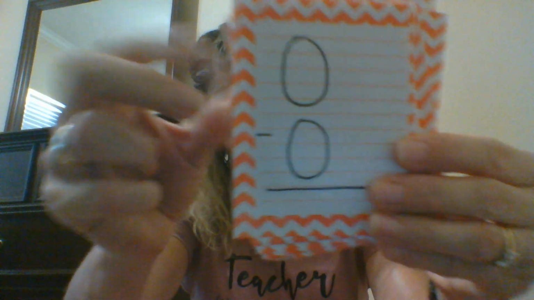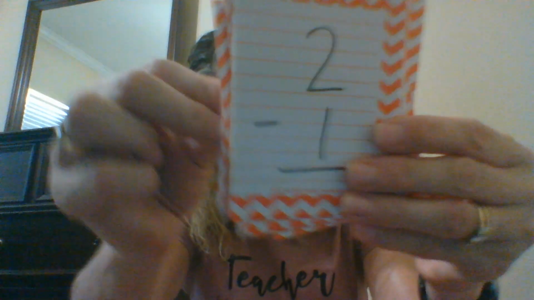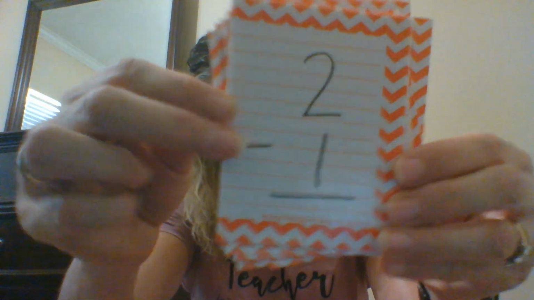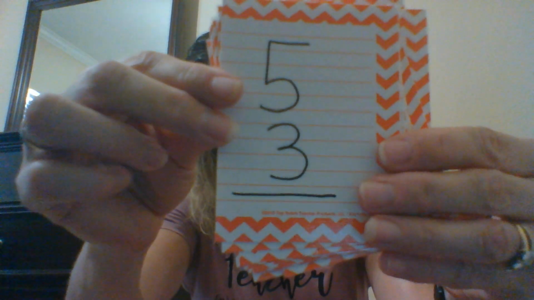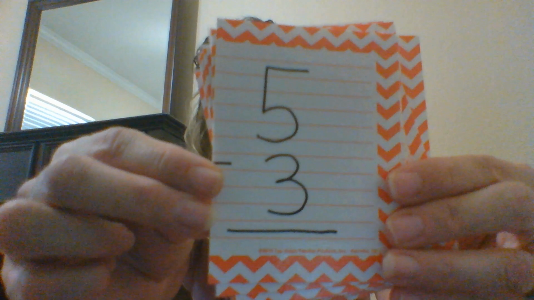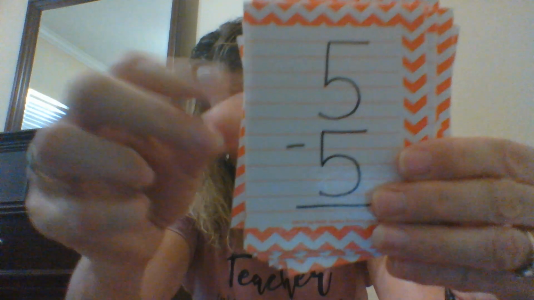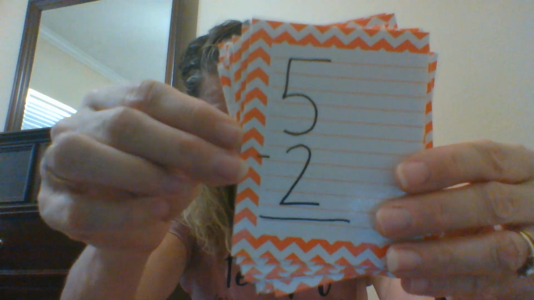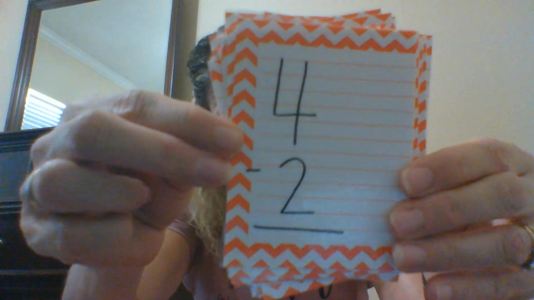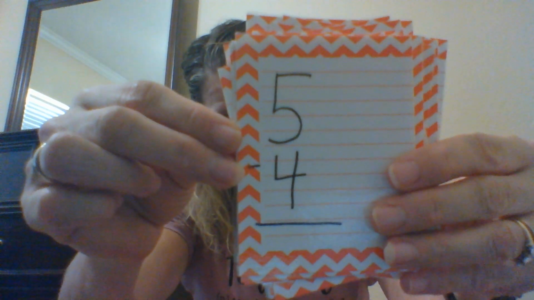I should have had you leap for 0. 0 minus 0? 0. 2 minus 1? 1. 2 minus 2? 0. 5 minus 3? 2. Leap so high. 3 minus 1? 2. Leap so high. 5 minus 5? 0. 5 minus 2? 3. 4 minus 2? 2. Leap so high.